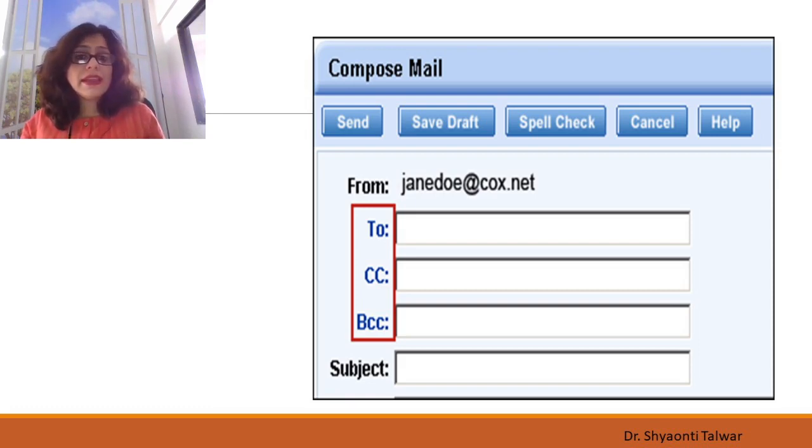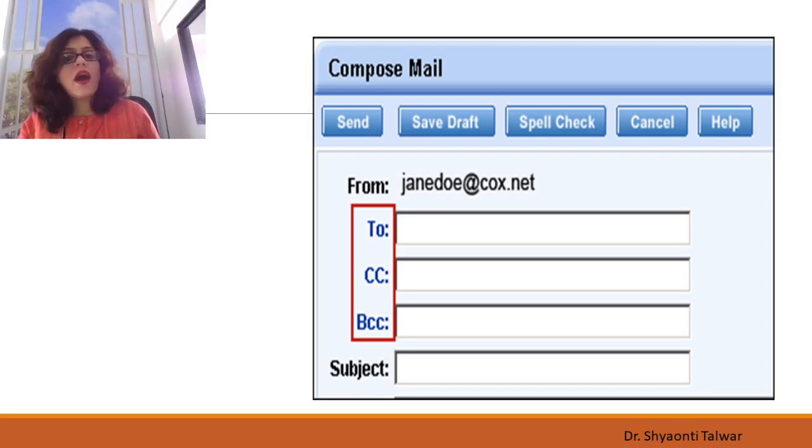So, in case you want to keep this person's identity hidden from these two people, then you can send a BCC. But remember that emails once sent are documented and saved on the server. So it will be very difficult for you later to say that no, I have not sent this mail. So be very careful while using BCC.